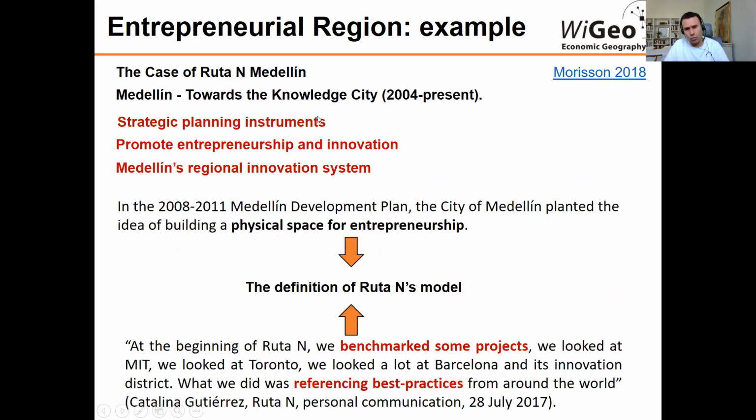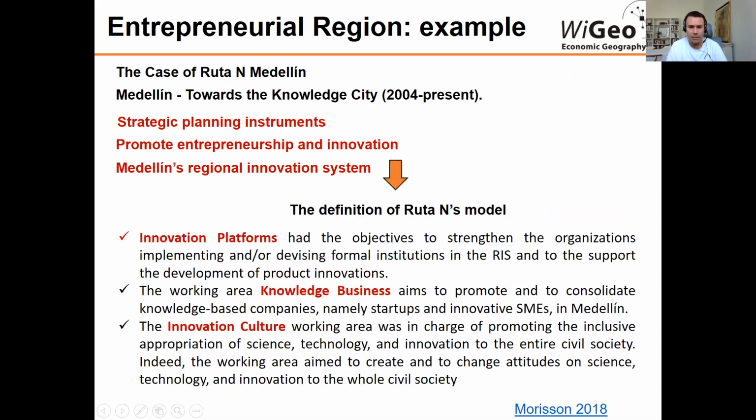So we have strategic plans paving the way for physical infrastructures. We have a number of more intangible interventions supporting entrepreneurship, which then led to the so-called Medellin's regional innovation system, in which the Ruta N is taken as a model, and they say that this Ruta N was the result of a long-term process, and they have been inspired by other examples from elsewhere. But here they apply a more place-based approach, and the working philosophy of the Ruta N was adapted to the conditions of Medellin. So indeed, they pointed out, they looked at the MIT case, they looked at the Toronto and the Barcelona cases as innovation cities. They learned from their best practice, and then they were able to apply it in the case of Medellin.